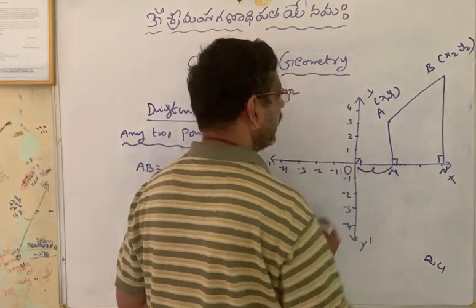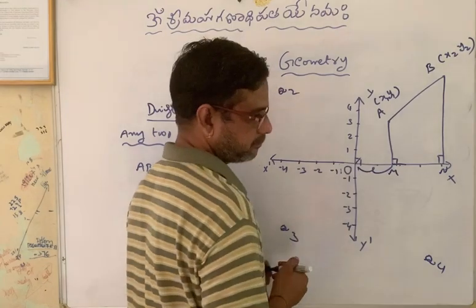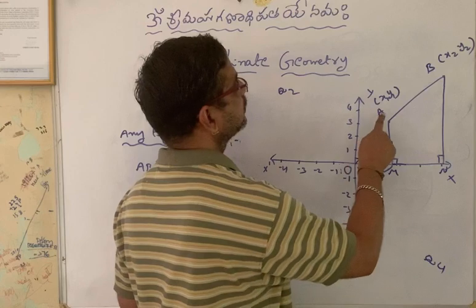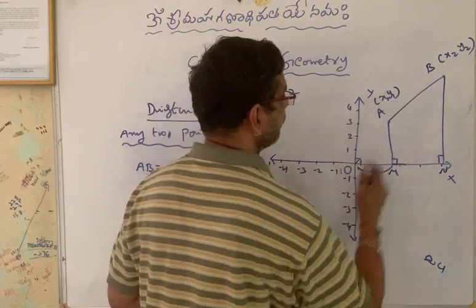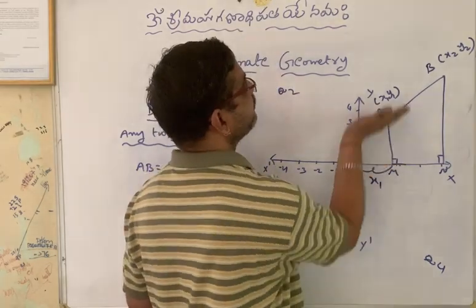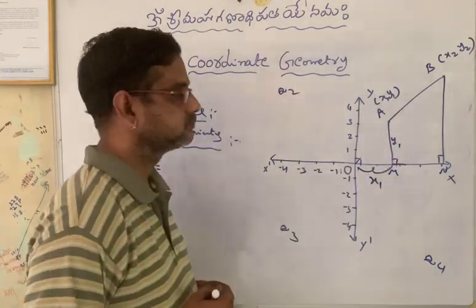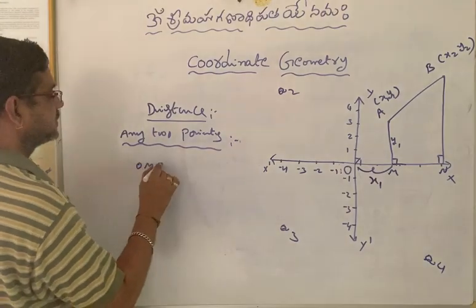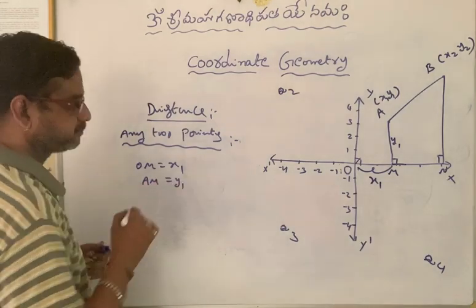Now, observe this OM. What is the length of OM? If you see the position of A, x1, y1, that means the point A is x1 units away from the y-axis. That means this is x1. And y1 units away from the x-axis. That means this is y1. That means here OM is x1, AM is y1.